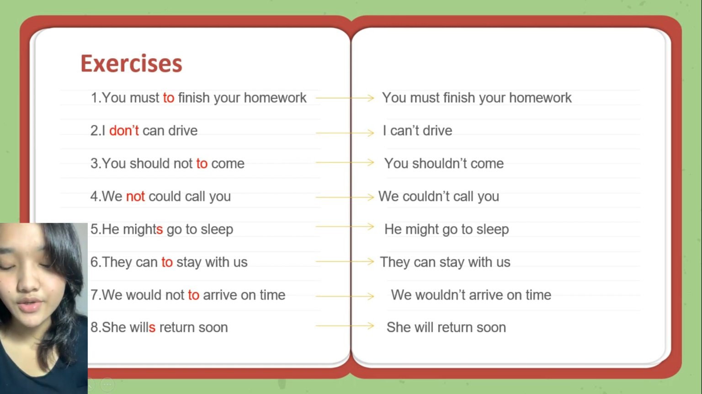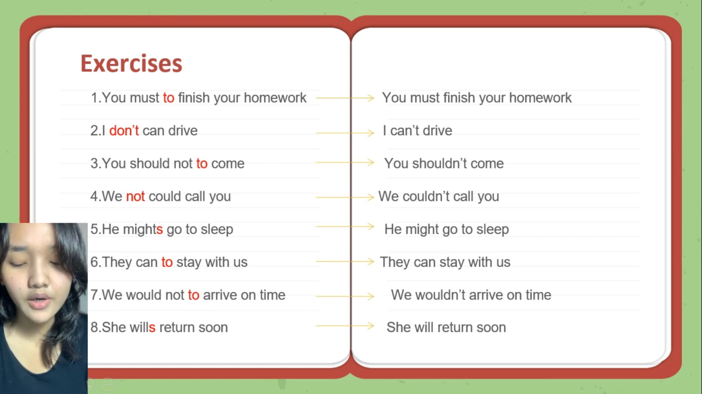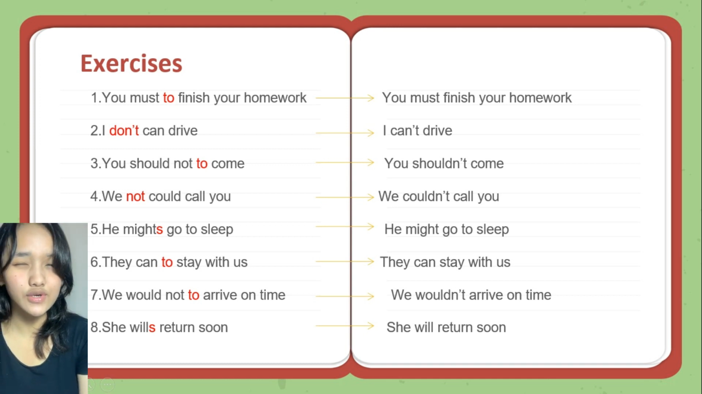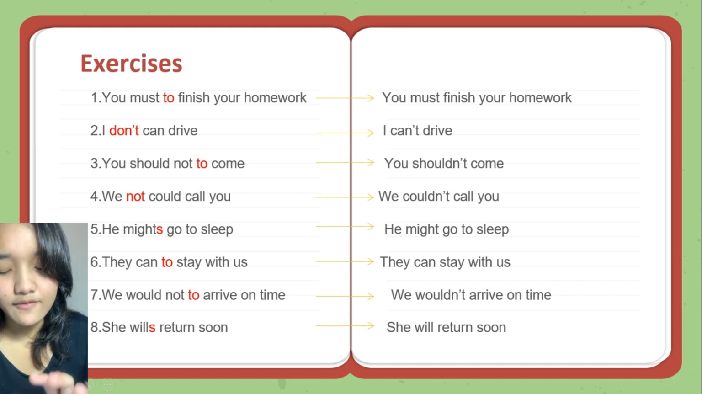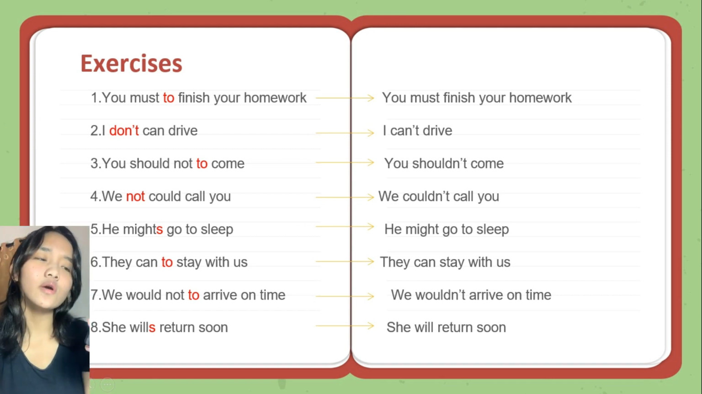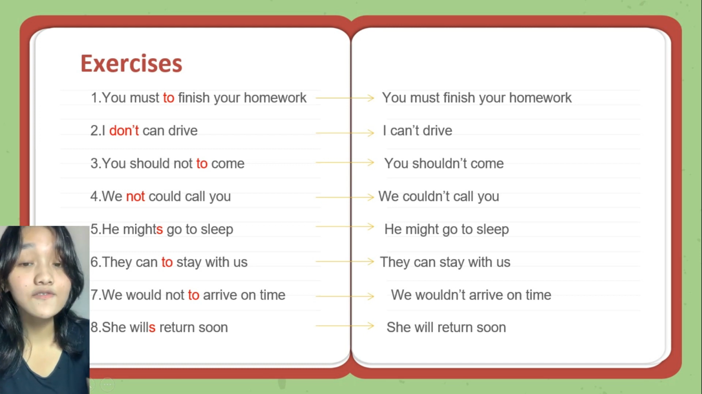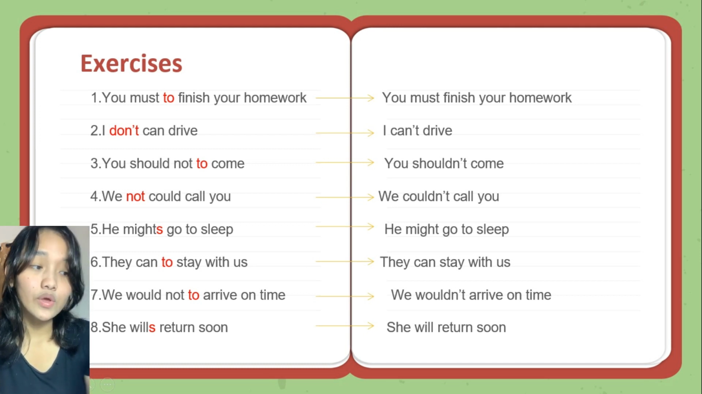Number 3 is you should not to come. Okay? The mistake here is 2. Same as the first number, you can't use to after the modals. So you have to say you shouldn't come. That's it. Number 4 is we not could call you. So it is obvious that the mistake here is the word not. I mean, you can't use not before the modal, so you use not after the modal. So we could not call you or we couldn't call you.